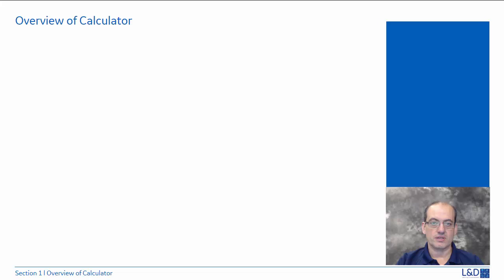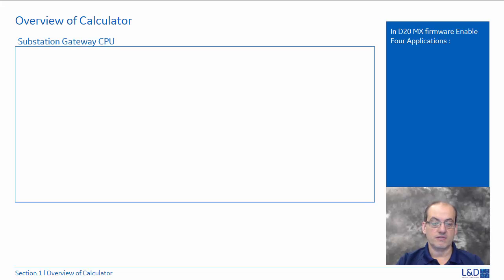In order to configure calculator, and to build an understanding of how calculator works in the architecture of a D20MX, I'm going to show you a layout of calculator and the rest of the applications. The first step, as I always say in a lab, is to know how many applications we need to enable. In this case, we're going to enable 4 applications.